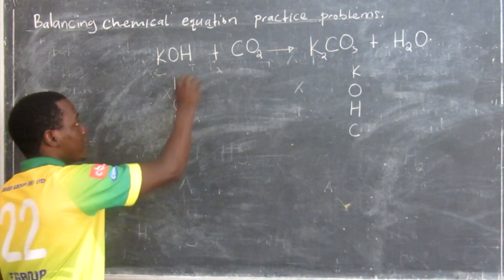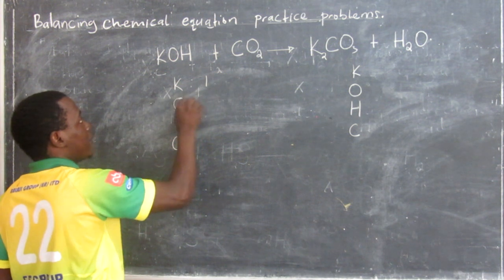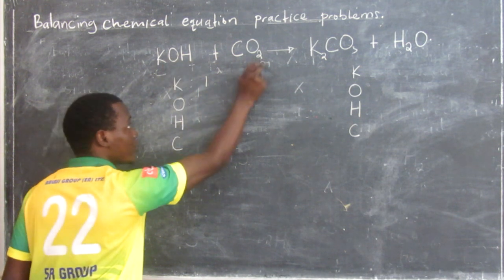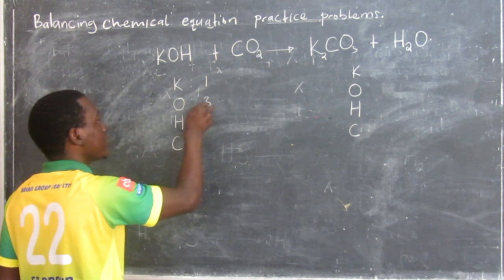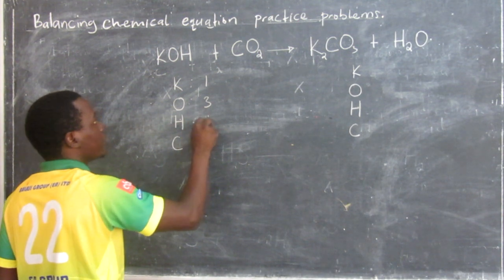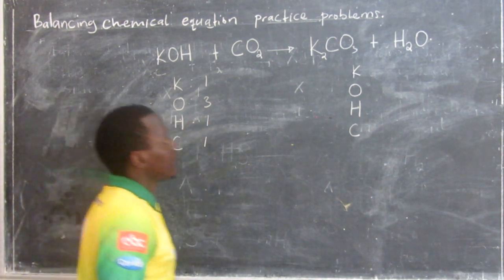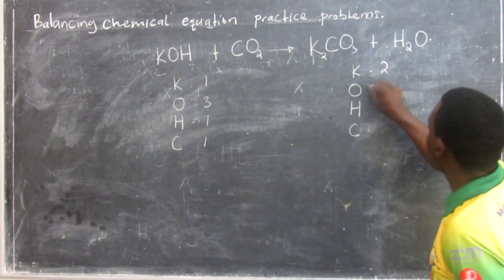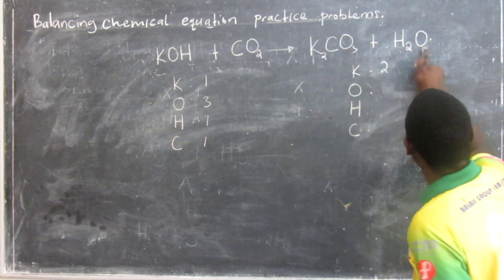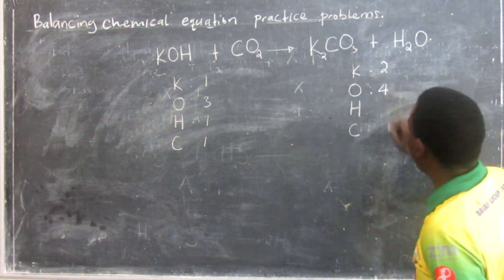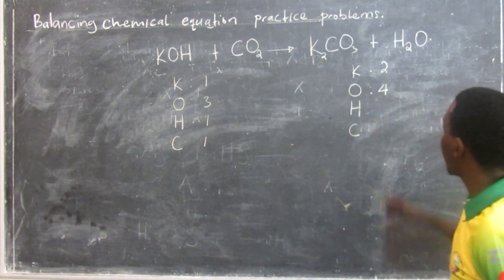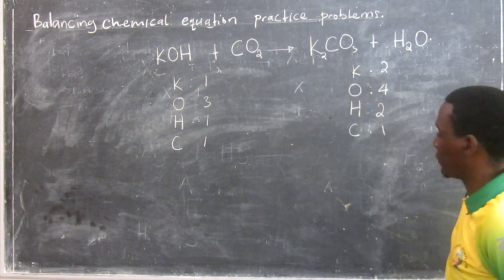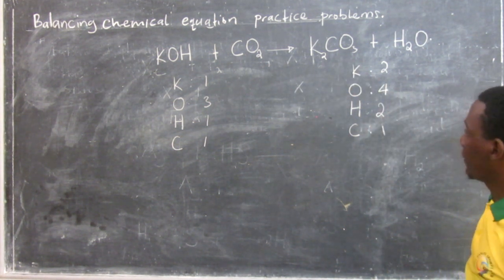Now in this case, we have one potassium here. We have oxygens, we have 1 plus 2. Because here we have 2, it has to be 1 plus 2, which is 3 oxygens. Hydrogens, we have 1, and carbon, we have 1. This side, we have potassium, it is K2, meaning that we have 2 potassiums. And also, oxygen is 3 plus 1, makes it 4 oxygens. Hydrogens, we have 2. And carbon, we have 1.